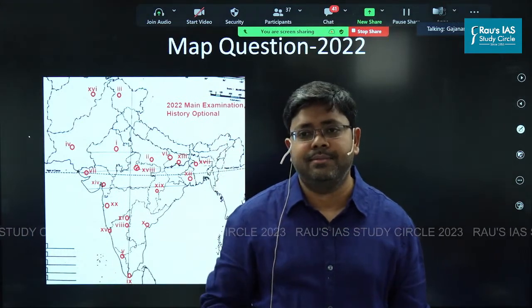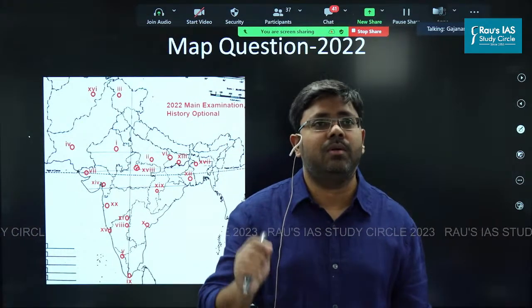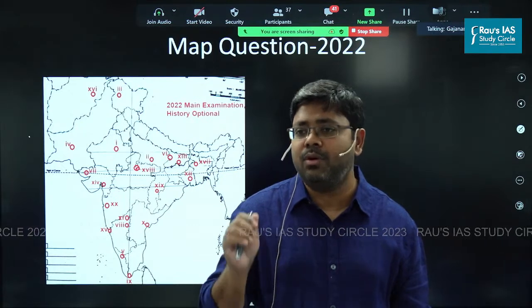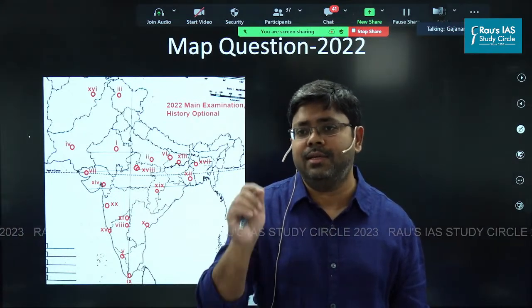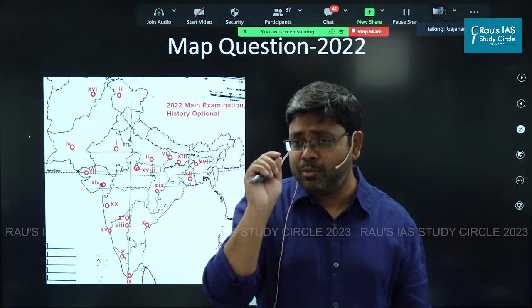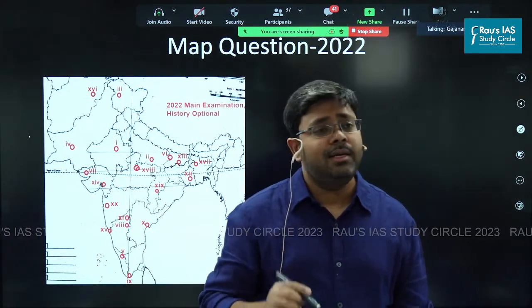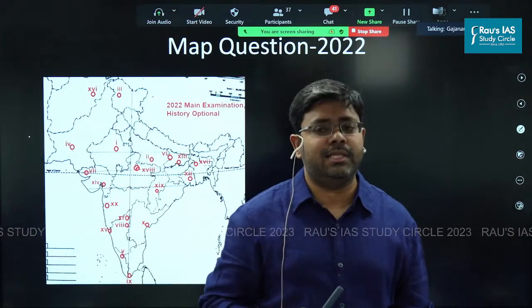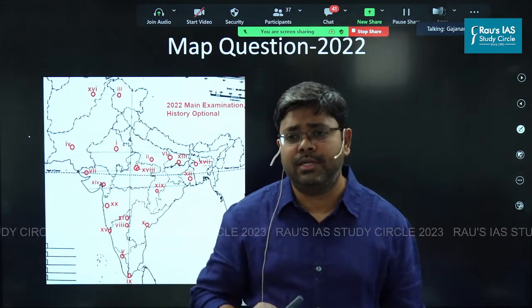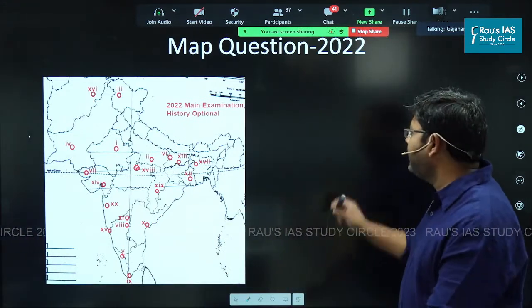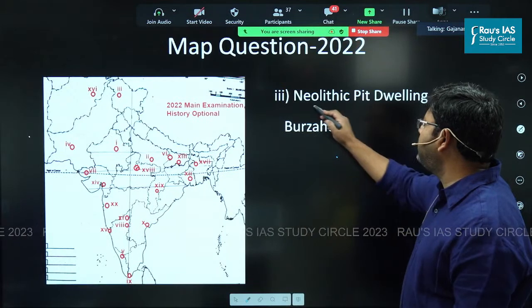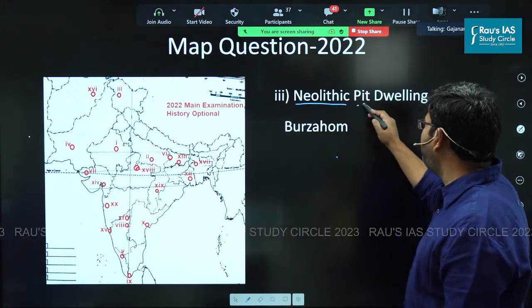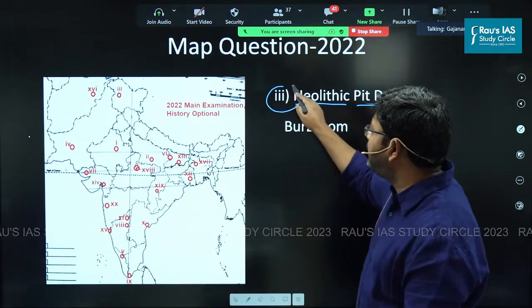भूल जाइए. You just have to observe the map carefully, the situations, the positions of the sites. Then, when they're asking about a site, they're asking about super important sites. Just a question देखिए. 2022, a question was that Neolithic pit dwelling. That was there, the third site.